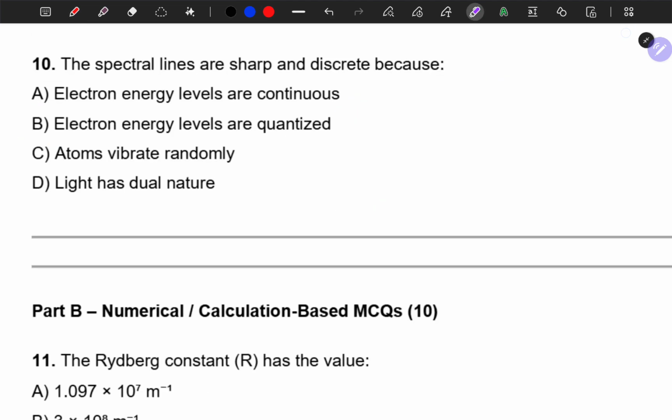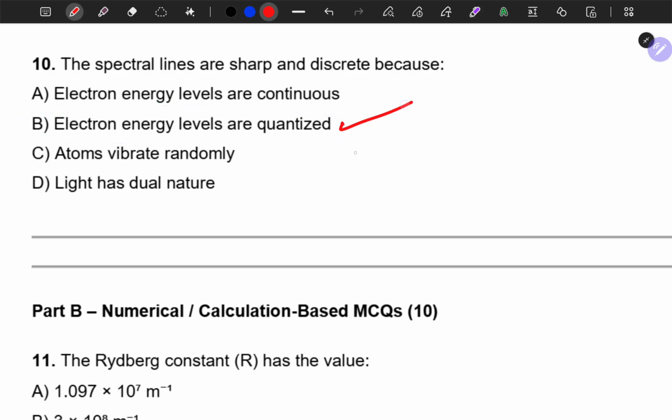And then we have question number 10. The spectral lines are sharp and discrete because electron energy levels are discontinuous, electron energy levels are quantized, atoms vibrate randomly, or light has dual nature. That is actually the quantization effect. So option B here will be the correct option.